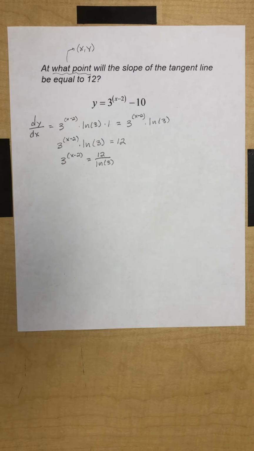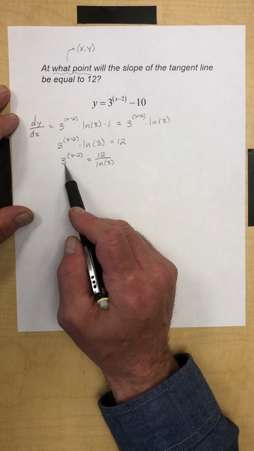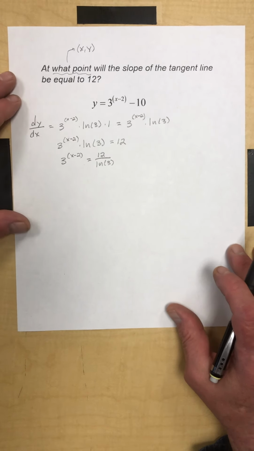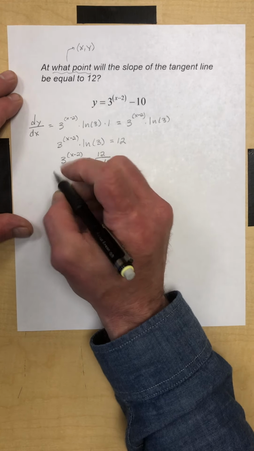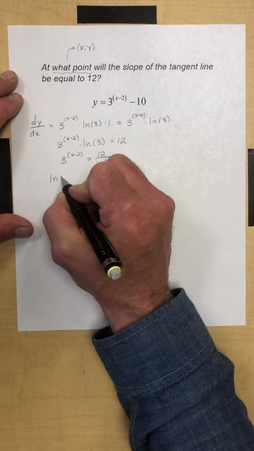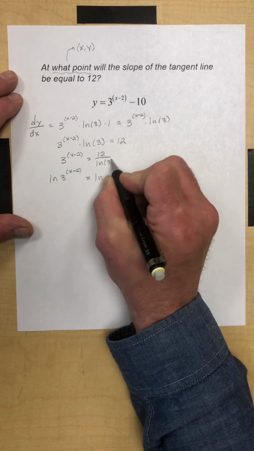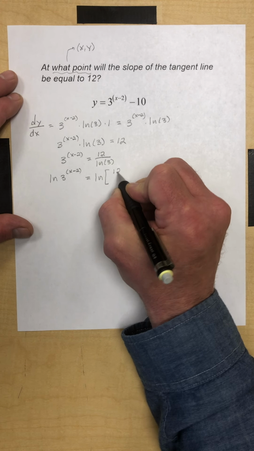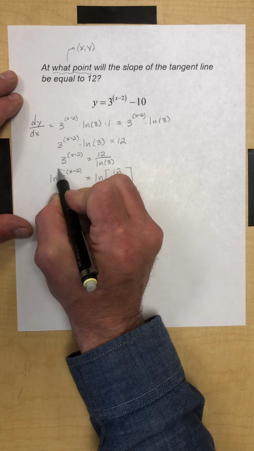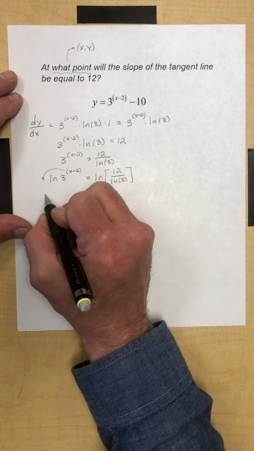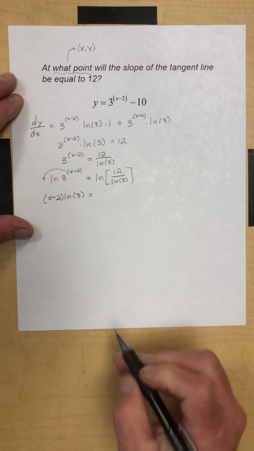Now I want to get at that exponent because that's where my variable, the x, is. So I've got to separate that from the base. I can do that using the power rule for logarithms. So take the log of both sides, and we'll use natural log again because it's so easy to work with. We take the natural log of 3 to the power of x minus 2, and that equals the natural log of this entire quotient, 12 divided by the natural log of 3. Then I can take this exponent and move it out front. So we get x minus 2 times the natural log of 3 equals this here.